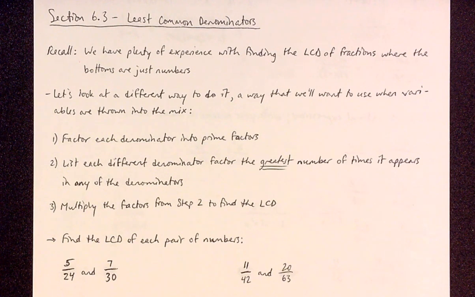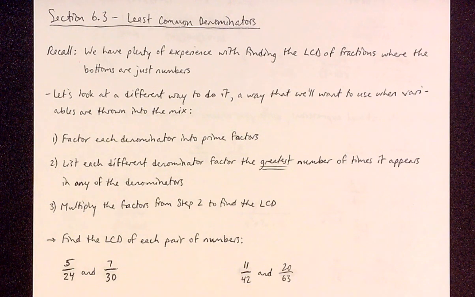And I want to present an alternate way that we can find the LCD of two fractions where the bottoms are just numbers. The reason I want to present this alternate way is because we're going to be using it when we find the least common denominator of rational expressions.